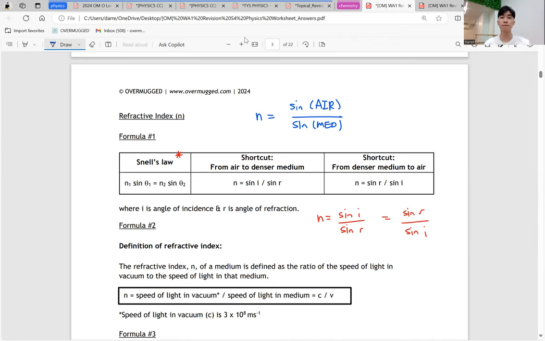So in short, just remember, you always put the big value over the small value, because the value of n has to be bigger than 1. The angle in air will always be bigger than the angle in the medium. If you follow this rule, you will be safe. So regardless of I over R or R over I, forget it. Just do air over medium, you'll be safe. Later, we'll try to apply this logic to the questions that we'll do.